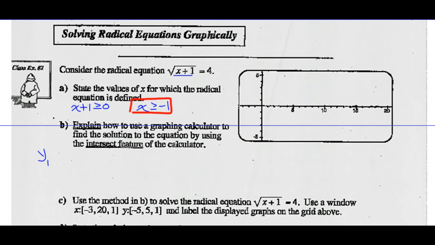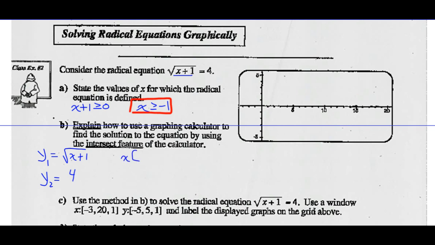So in your y equals screen, you're going to let y1 equal the left side of this equation, square root of x plus 1. In y2, you're going to let y2 equal the right side of this equation, which is 4. You're going to graph these in an appropriate viewing window. Our calculator gives us a viewing window. If you're doing this on a written response question, you should state that window.